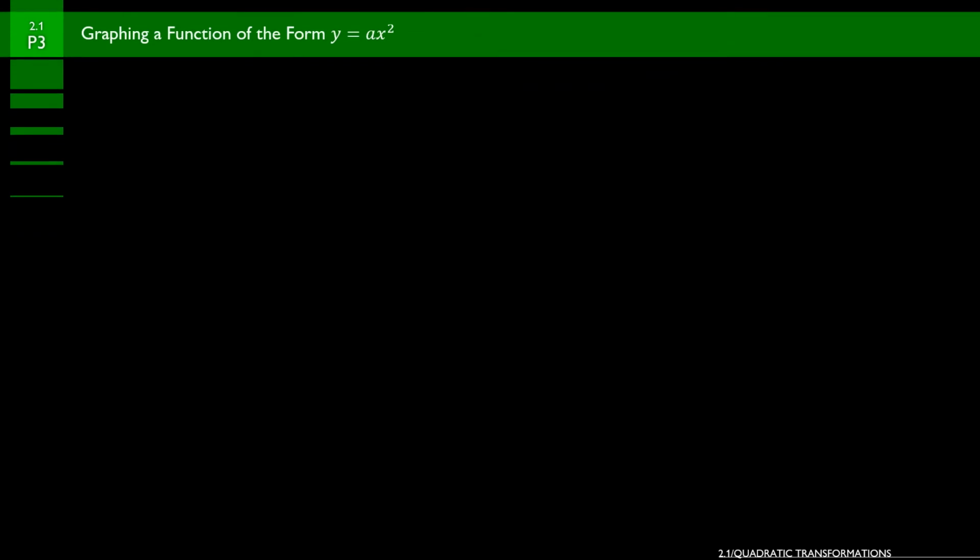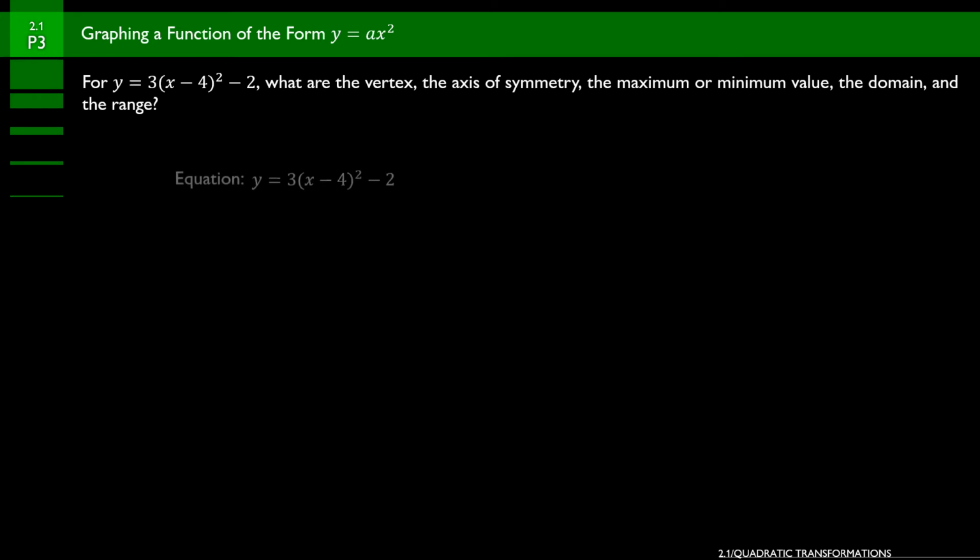Now, before we move on to graphing, we're going to take a look at all of the information that you need to provide anytime that you're given a quadratic equation. So we're going to skip over to problem number 3 and then go back to problems 1 and 2. So, graphing a function of the form y equals ax squared. We're given y equals 3 times the quantity x minus 4 squared minus 2. What are the vertex, axis of symmetry, maximum or minimum, domain, and range?